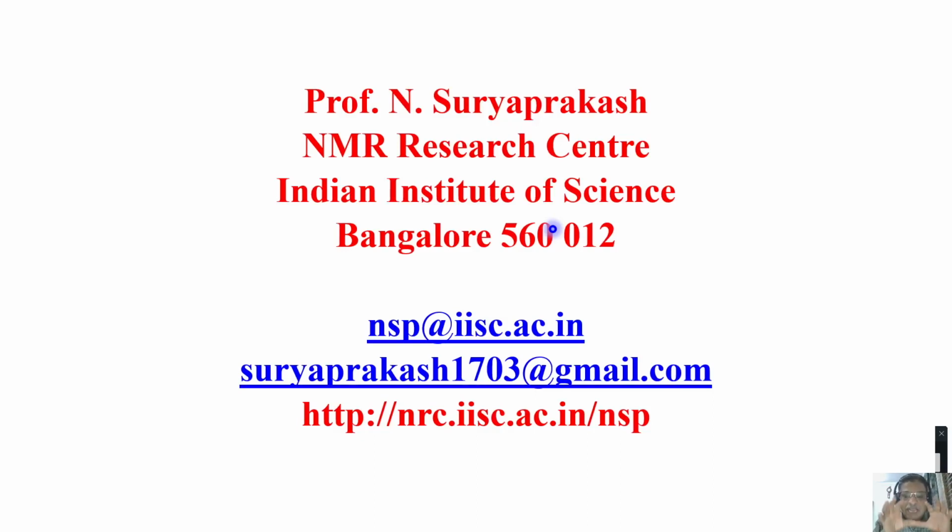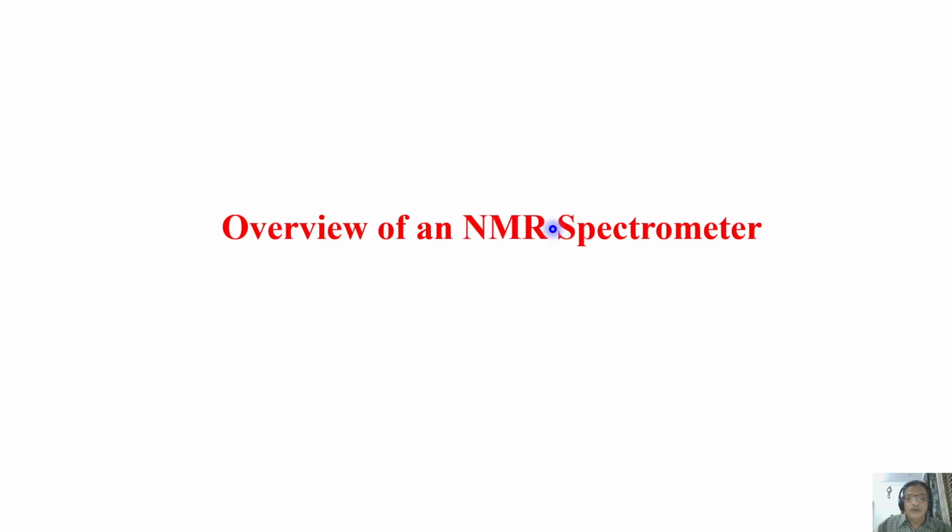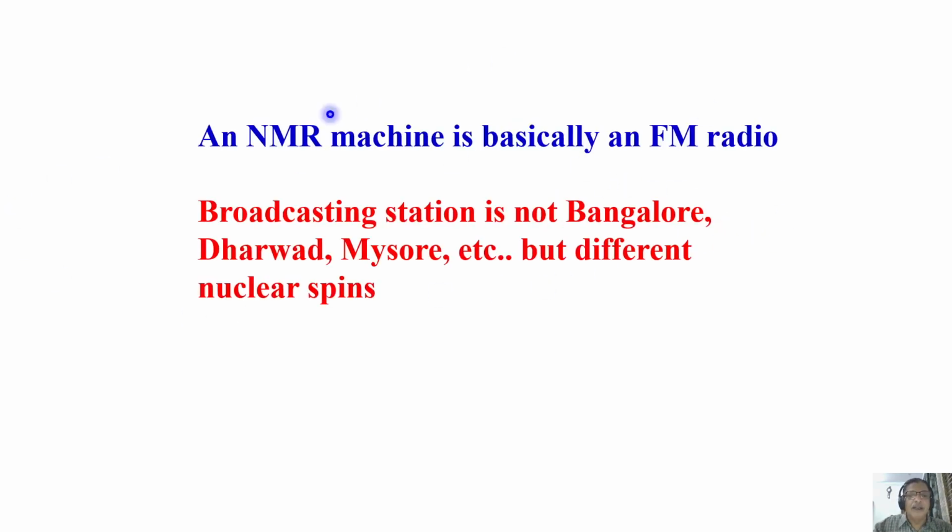So I thought I'll give you a bird's eye view or a brief discussion about what an NMR spectrometer is, various parts of it, what it does, and some tricks involved. So this is an overview of an NMR spectrometer. Remember, an NMR machine is basically an FM radio. It comes under the radio frequency region. It is nothing but an FM radio.